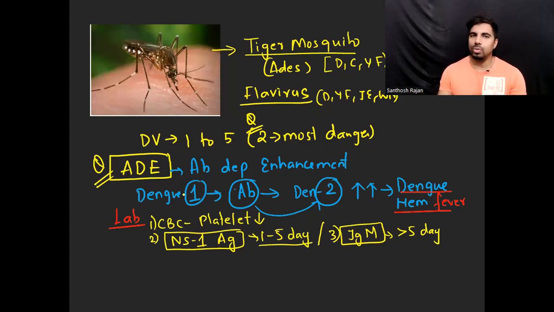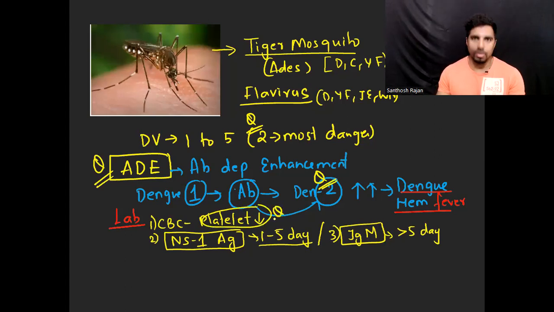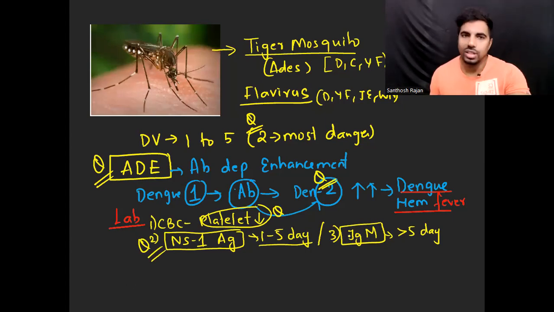Which virus is common? Type 1 is the first infection, type 2 is the second. Type 2 is more dangerous. So remember, type 2 dengue is dangerous because antibody-dependent enhancement is characteristic for this type 2 only, when the second-time attack is type 2. And in CBC, when platelets go down, it is also important, you should know thrombocytopenia is common. NS1 is a specific test in the first initial days of fever, later IgM. So these are important. Of course, PCR you can do. Don't forget, these are the things you can do.